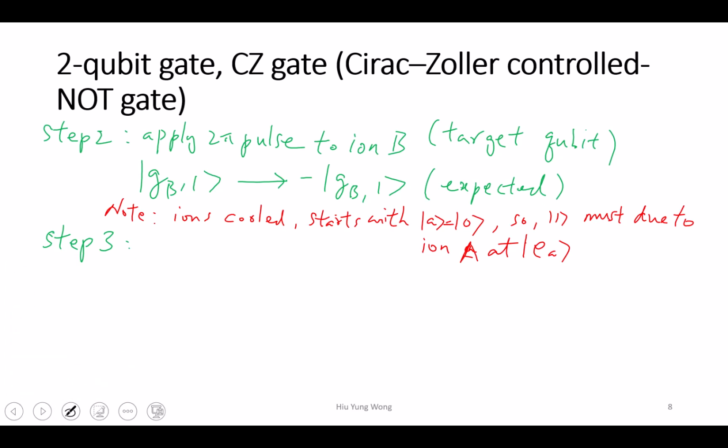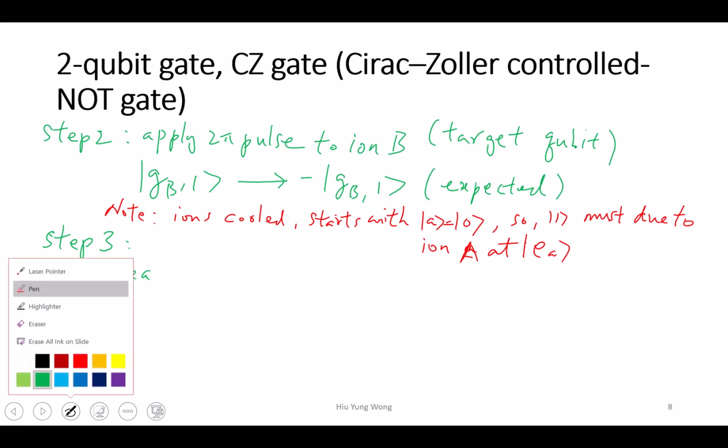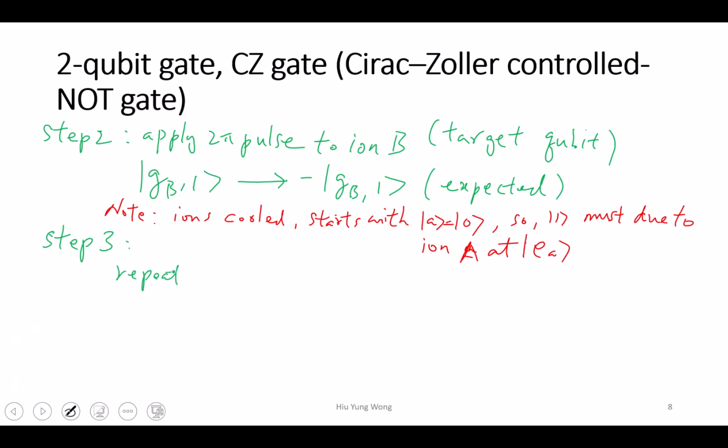So step 3, all we want to do is just repeat step 1. Which means I'm going to apply a pi pulse. Again, it is redshifted. A redshifted pi pulse means smaller energy than omega 01, applied to ion A.